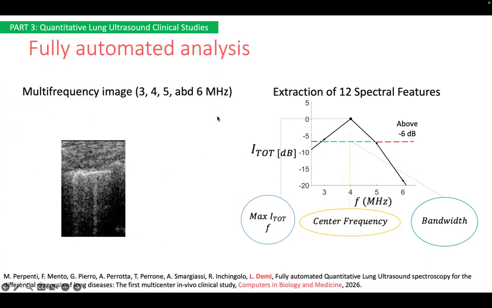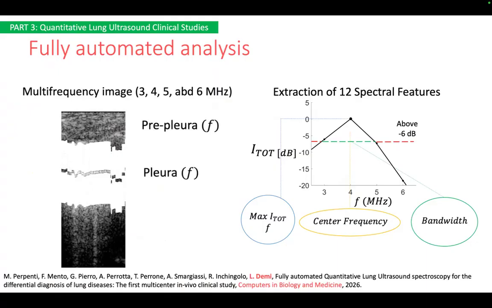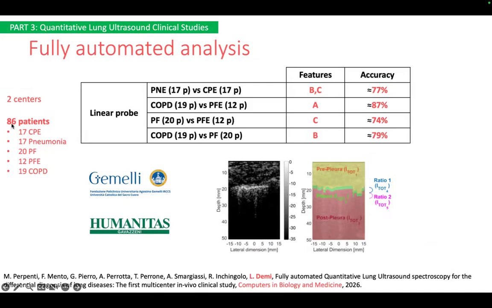So we're still using this multi-frequency approach, linear probes, frequencies from 3 to 6 megahertz. But now we're going to segment following the pleural line, and we segment a pre-pleura, pleura, and a post-pleura area. We're going then to study the very same parameters I showed you before. And then you see that if you do this, and this is even a larger study with 86 patients involving also COPD as a disease, we can still maintain accuracies, in this case even higher, up to 87% in the differential diagnosis of these pathologies.